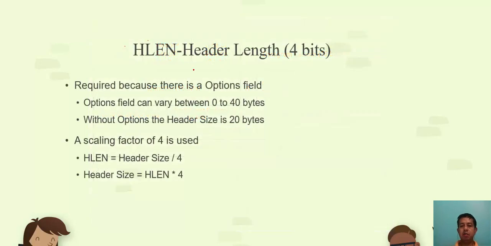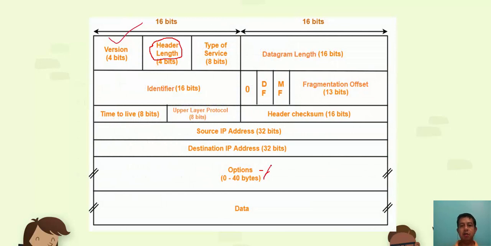Now this header length, which is very popularly shown as HLEN, is of 4 bits. We have already seen why we require it: because there is an options field. The options field can vary between 0 to 40 bytes. That means when the options field is not there, the size of the options field is obviously 0. Maximum it can go up to 40 bytes. Clear? So without options, the header size would be 20 bytes. If the options field is not there, the size of the header from version up to the destination IP address is 20 bytes. Clear? Options can vary from 0 to 40.